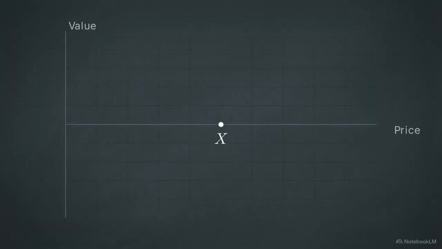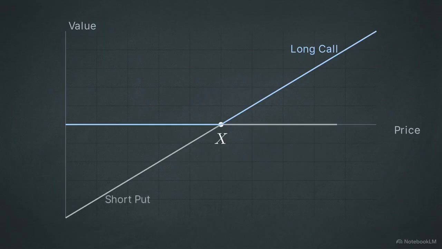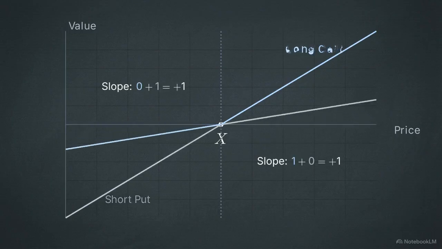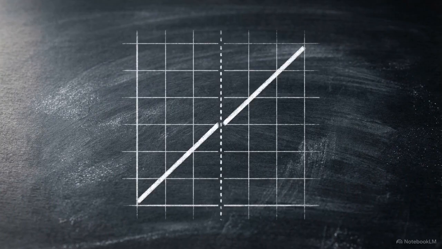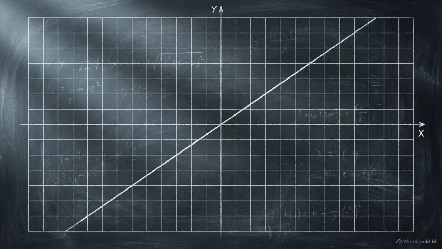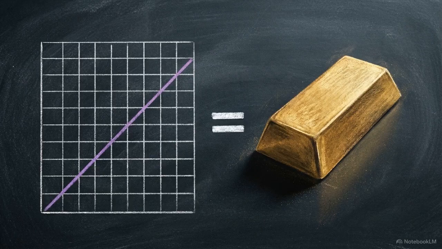Consider the specific setup for a synthetic long position. We buy a call option while simultaneously selling a put option at the exact same strike price and expiration date. When we execute the algebraic addition of the two slopes across the entire price continuum, the vertex at the strike price disappears. The math is perfectly rigid. Combining a slope of +1 above the strike with a slope of +1 below the strike creates a continuous slope of +1 across all possible price points.